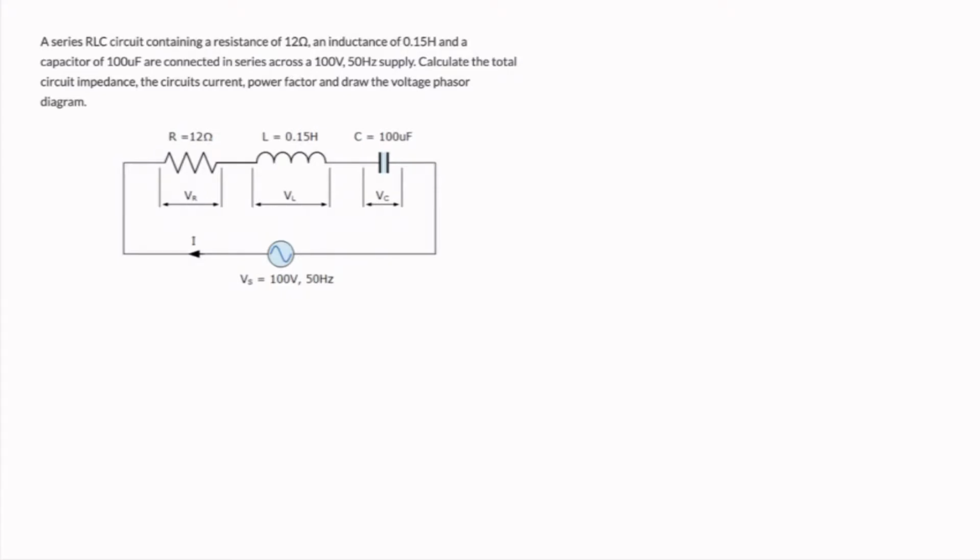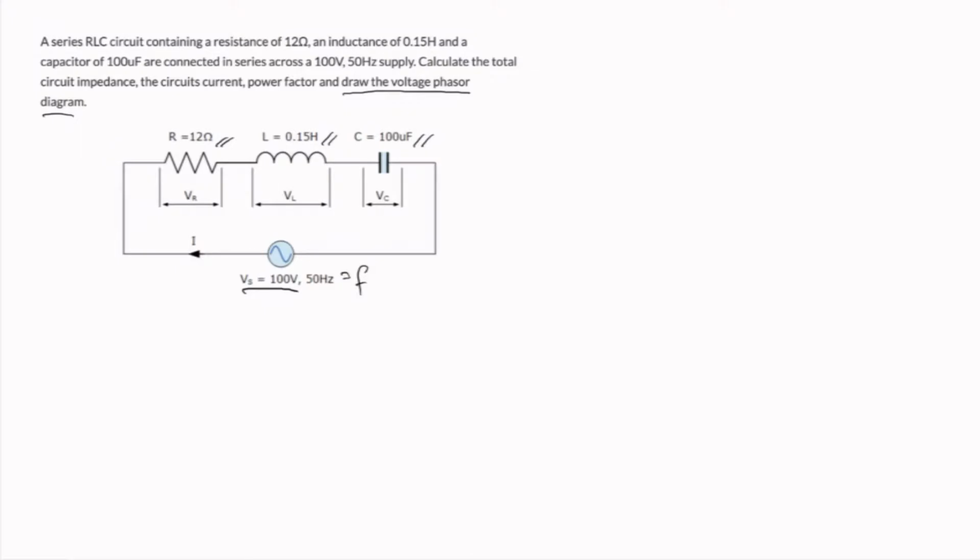So the givens are the voltage source with a frequency of 50 Hz, the resistance of 12 ohms, the inductance of 0.15 Henry, and the capacitance of 100 microfarad. We are tasked to solve the total circuit impedance, the circuit current, and in order to draw the voltage phasor diagram, we also need to solve for the voltage across each of these circuit elements. So let's begin with the circuit impedance.